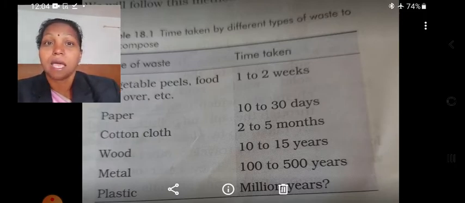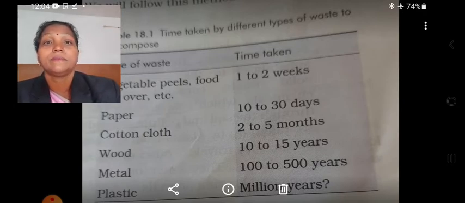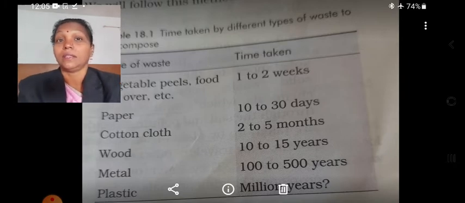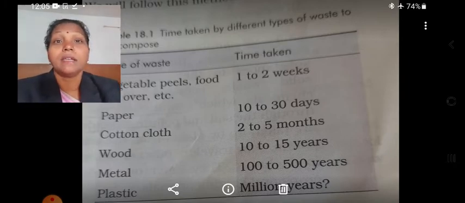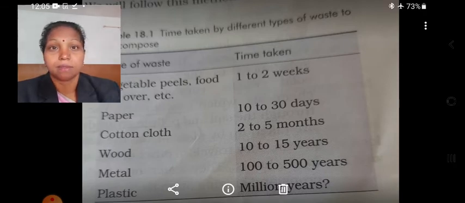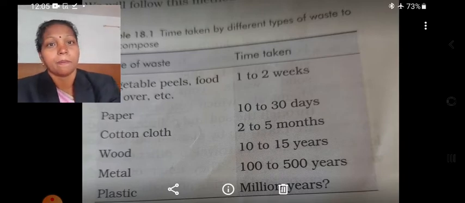Wood, large pieces of hardwood, will take 10 to 15 years to decay. Metal pieces and articles will take 100 to 500 years for their decomposition. Plastic and other synthetic materials take a longer time for decaying. Plastic takes millions of years to decay. That means it will remain in nature for a very long period of time.